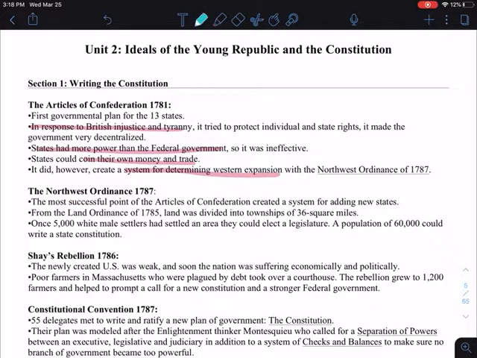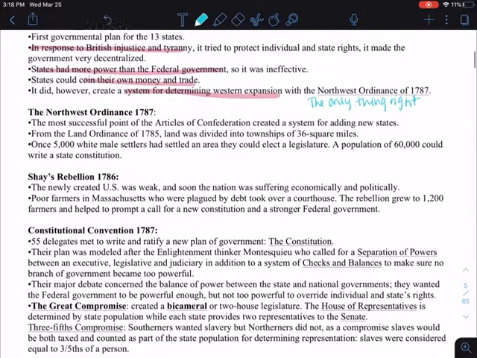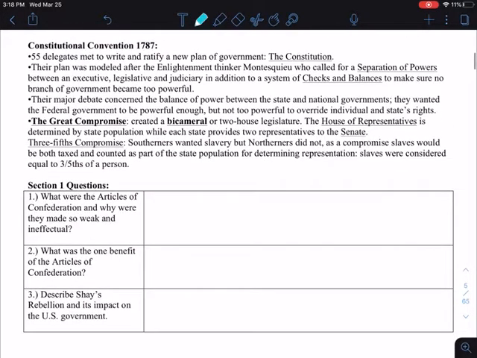Remember, the only thing that the Articles of Confederation did right was the Northwest Ordinance. The only thing right. Oh, come on. Is the Northwest Ordinance. So a system of adding new territories out west. How many people do you have to have out there? When do you become a territory? How do you become a state? All of that good stuff.